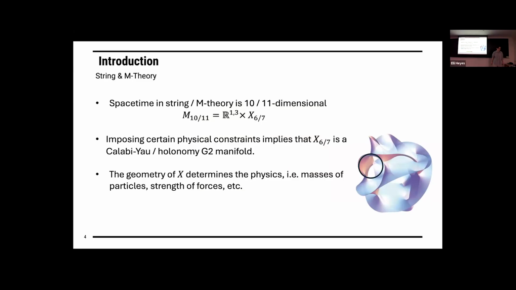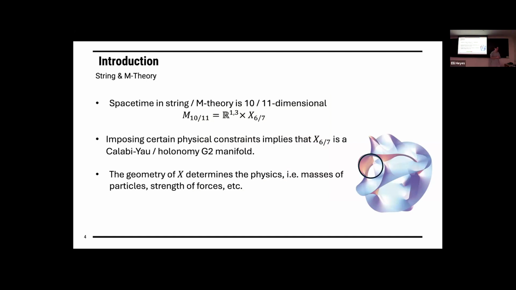So one of the important points of string and M theory is that both theories require there to be extra spatial dimensions. Of course, we're used to experiencing one dimension of time and 3 dimensions of space. But in string theory, we have 10-dimensional space-time, where we have 9 dimensions of space, and M theory is an 11-dimensional space-time, where we have 10 dimensions of space.